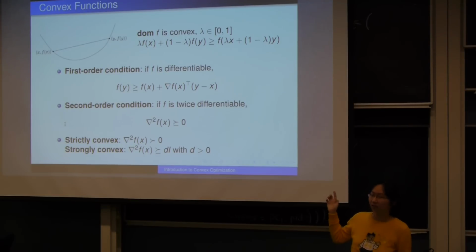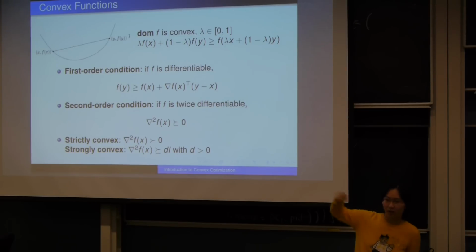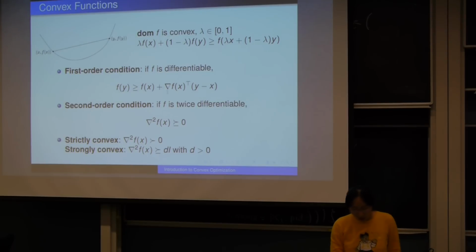The first order condition says that if f is differentiable, then if f(y) is larger or equal to f(x) plus the derivative of f at x times the difference between y and x, this function will be convex. Geometrically, it means if we have a point x here, and we draw a line starting from x, whose slope is the derivative of f at x, then this line will lie below the function. The second order condition says that if f is twice differentiable, then the Hessian matrix will be positive semi-definite.